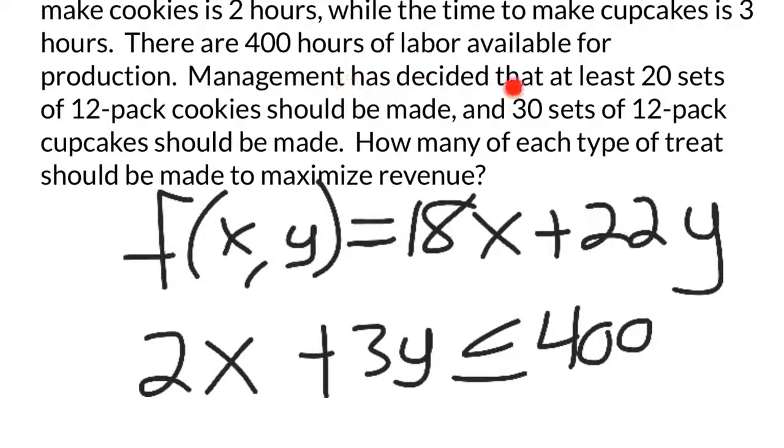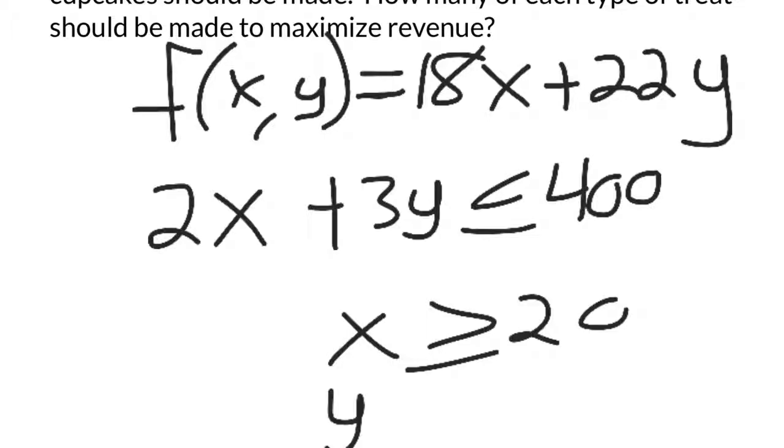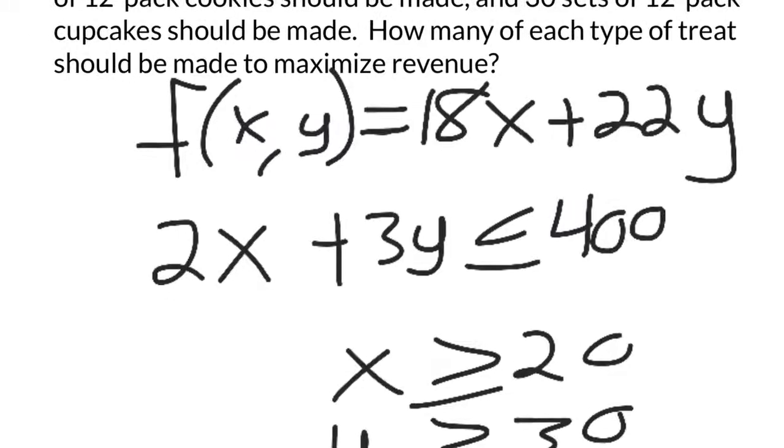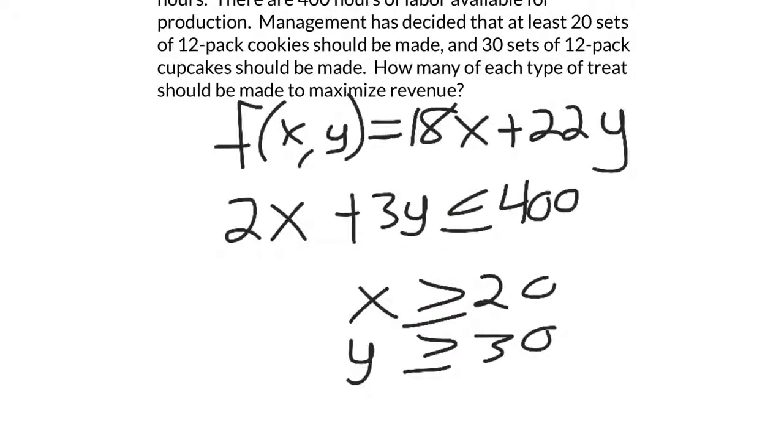And this piece says management has decided at least 20 sets of cookies should be made, and at least 30 sets of cupcakes should be made. So they said cookies need to be at least 20, and cupcakes need to be at least 30. So we have to abide by those constraints as well. And then the last part is the part we've already read: how many of each type should we make to maximize? So we're going to graph these 3 inequalities, and after we graph them, we'll find the vertices and plug those into the function that we're trying to maximize.